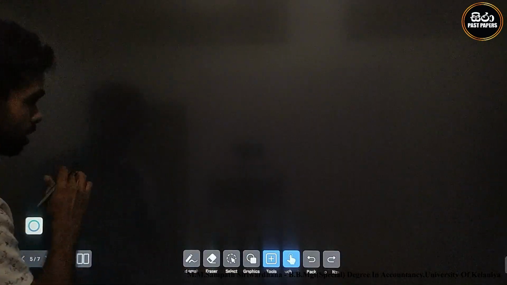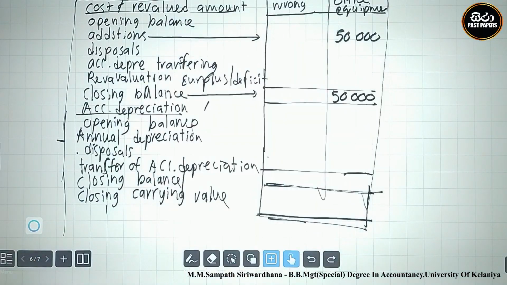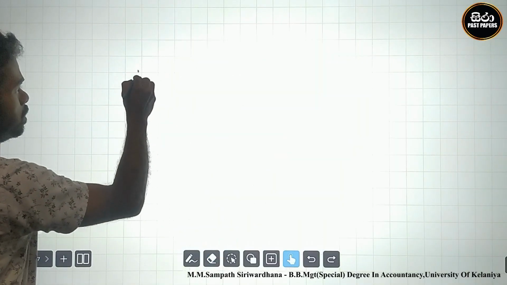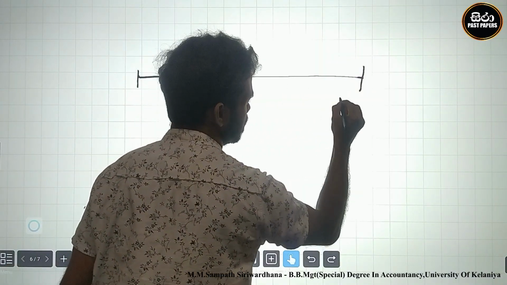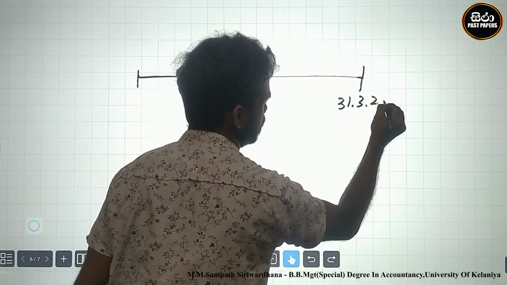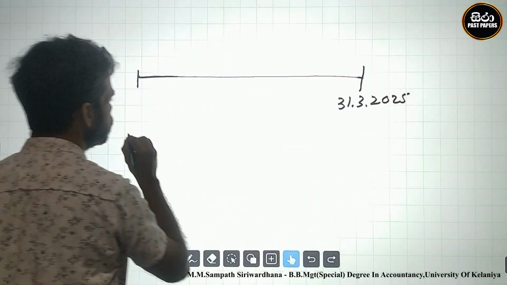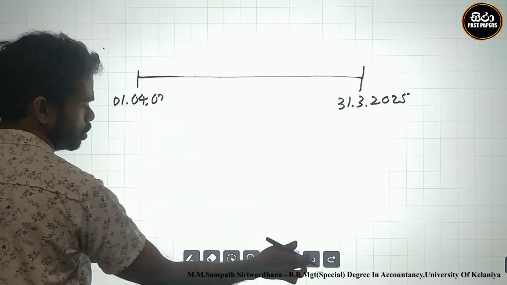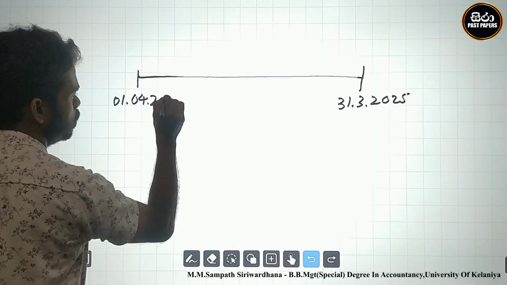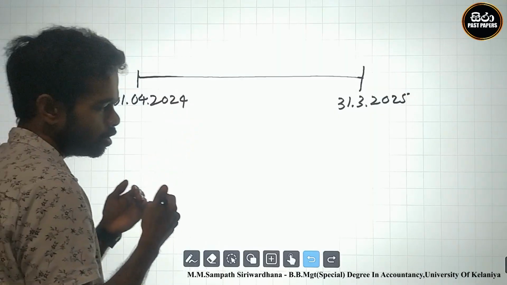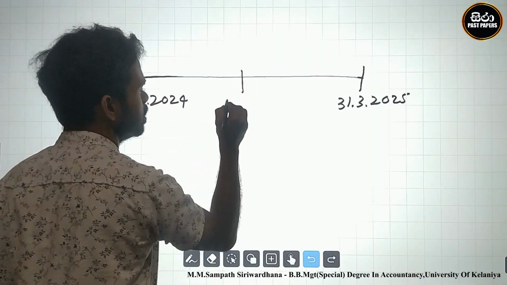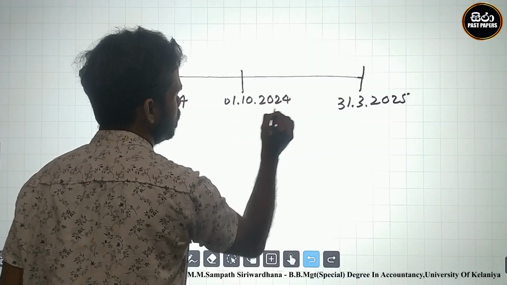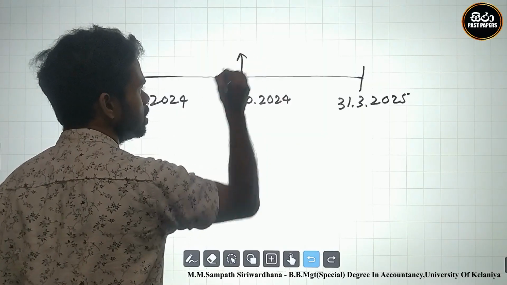Look here, I will explain what that is. What is the period of our accounts? 31st March 2025. What is the opening date? 1st April 2024. After 6 months, what is the date? 1st October 2024. This is the acquisition date of the second asset.